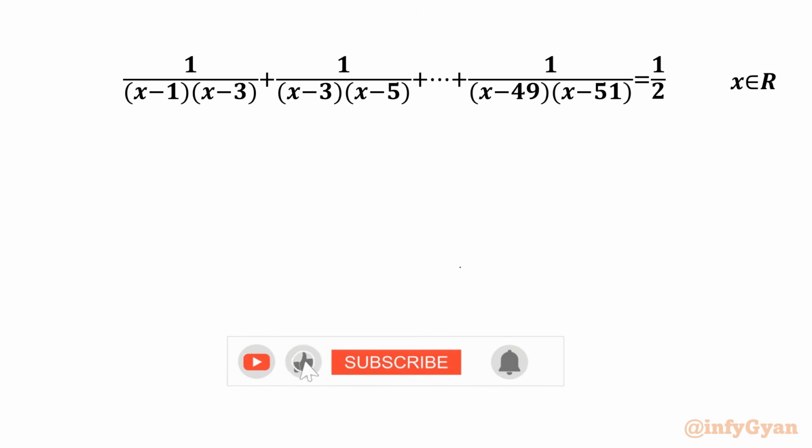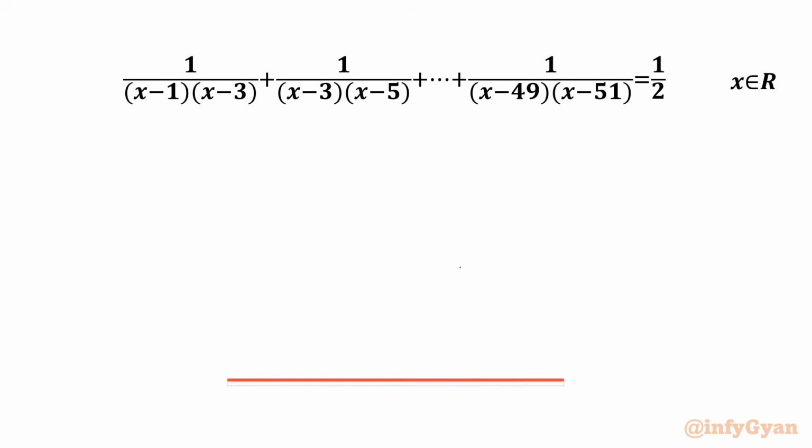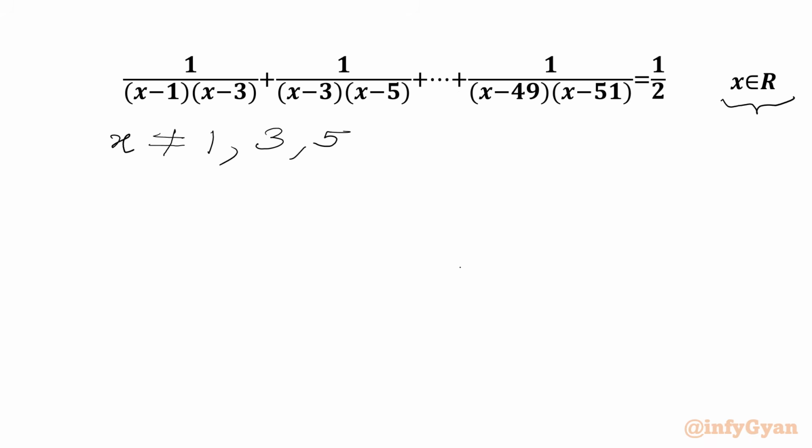Today in this video, we'll be solving one very interesting rational equation challenge for the real values of x. So let's get started by writing our denominators cannot be 0. So x cannot be equal to 1, 3, 5, 7, up to 49, 51. So we have all odd numbers from 1 to 51.